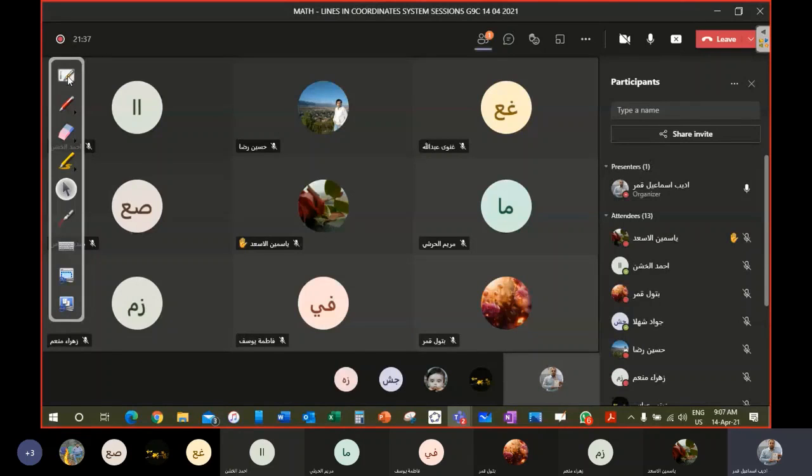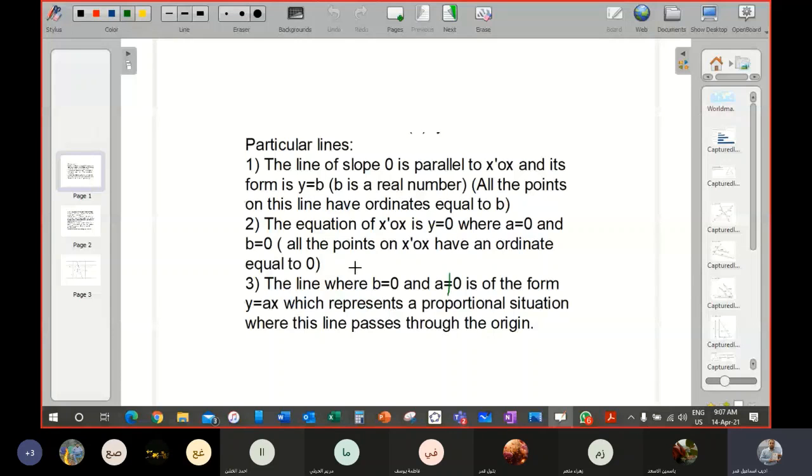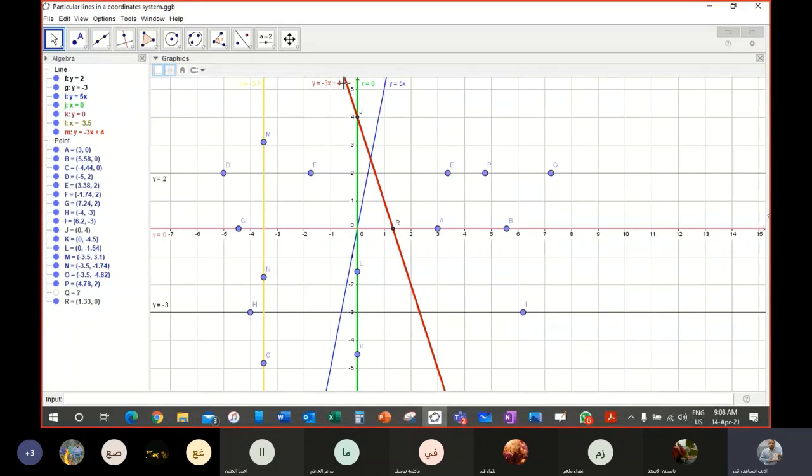So we continue. The line where b equals 0 and a does not equal 0 is of the form y equals ax, which represents a proportional situation where this line passes through the origin. As you can see here, the blue line, which is y equals 5x, is passing through the origin O, and it is of the form y equals ax.